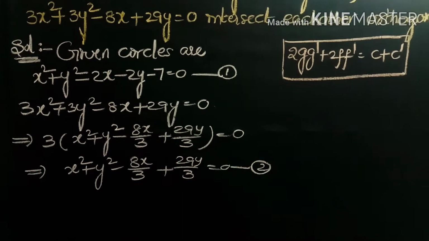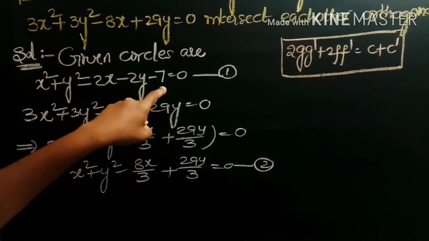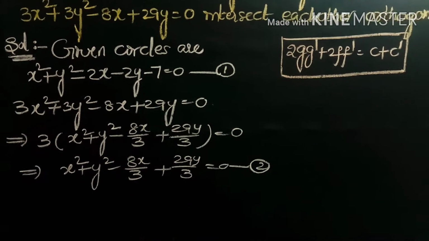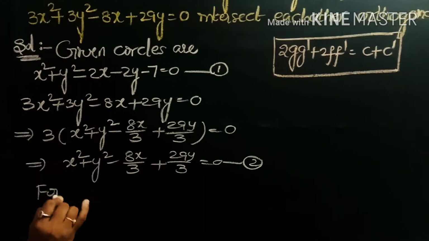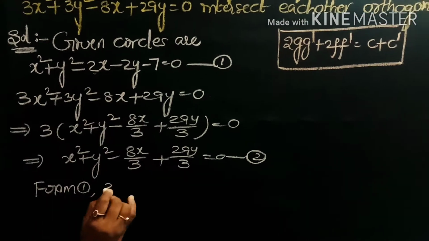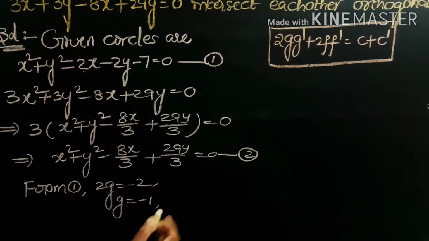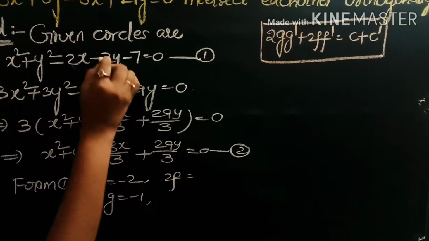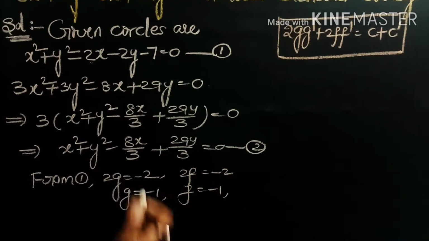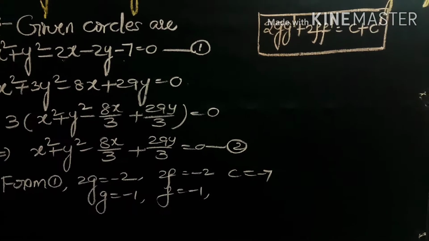Say equation 2. Now from the first equation we are taking the values of g, f, c, and from the second equation we take the values of g dash, f dash and c dash. So from the first equation, here 2g is equal to x coefficient, that is minus 2. Then g is equals to minus 1. And 2f is equals to y coefficient, that is minus 2. Then f is equals to minus 1. And last value constant c is equals to minus 7.